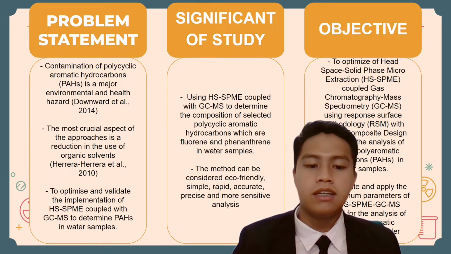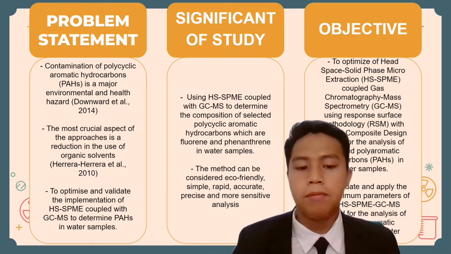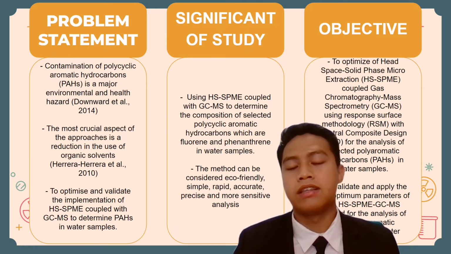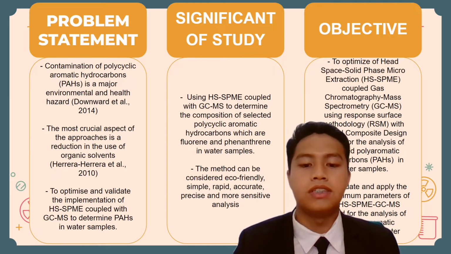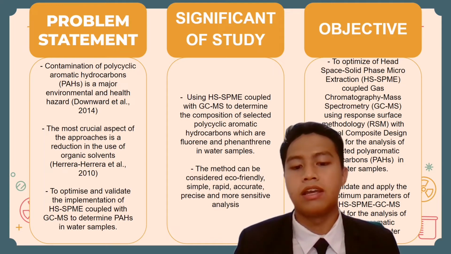Thus, this study is to optimize and validate the implementation of HS-SPME coupled with GC-MS in order to study PAH. The target analytes of PAH that I will be using are phenanthrene and fluorene in water samples. This method of HS-SPME is considered eco-friendly, simple, rapid, accurate, precise, and a more sensitive analysis.